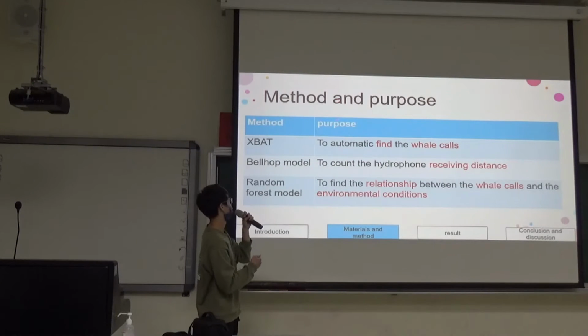And these are the methods in this research. First is XBAT. It's used to automatically find the whale calls. Second is the Bell-Hub model. The purpose of this method is to calculate the hydrophone receiving distance. And last is the random forest model. It is used to find the relationship between the whale calls and the environmental conditions.